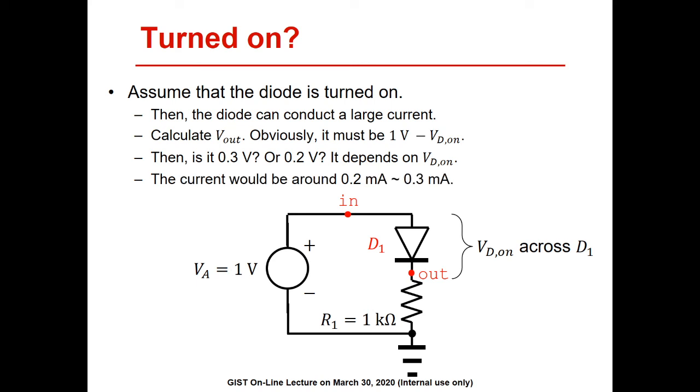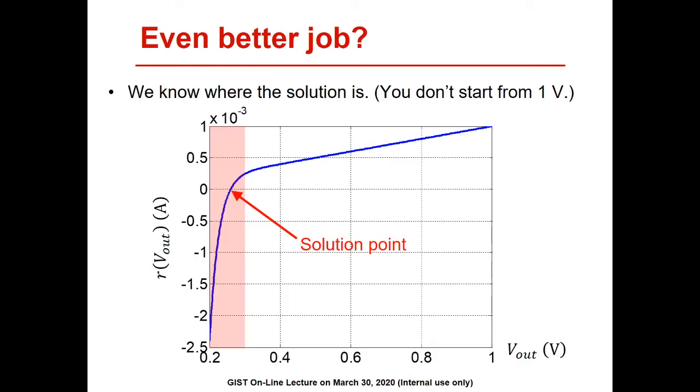Anyway, for V_D,on from 0.7 volt to 0.8 volt, the current would be around 0.2 milliampere or 0.3 milliampere. We don't solve the nonlinear equation. By using a simplified model for a diode, we can get a good approximate solution. Well, some students would not be happy with such an approximate solution, but an approximate solution obtained from the constant voltage model can be used as a good starting point for the exact solution.